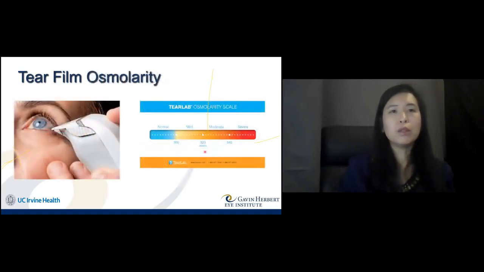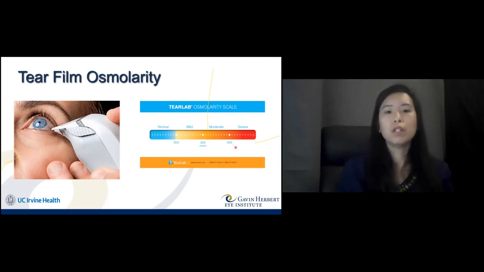Another test that can be done is to test the tear osmolarity. What that means is how concentrated your tears are. So if your tears are more concentrated, that means that it's very abnormal, right? You have a higher concentration. That means you don't have enough liquid in the tear film. It also means something more towards the diagnosis of dry eye if this number constantly fluctuates.